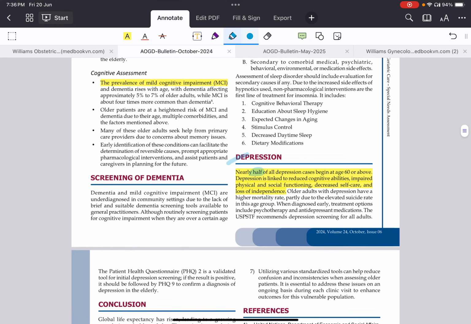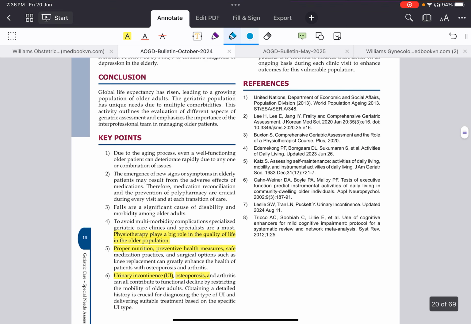Depression: almost half of the patients have depression because they have reduced cognitive ability, and they lost their independence. Before, they used to work well, but now, as they are becoming 60 and above, they get less cognitive ability. So I'll tell you the main key points.